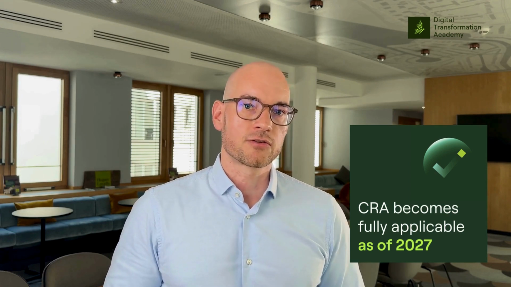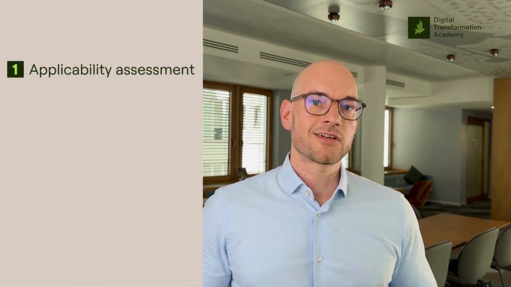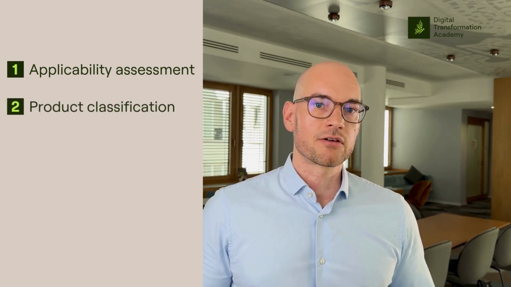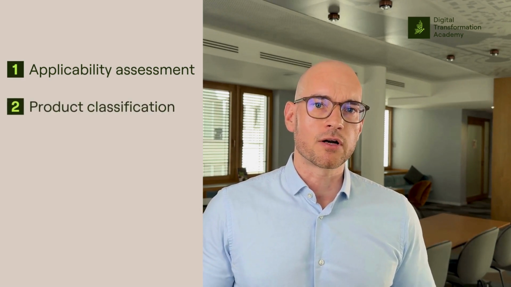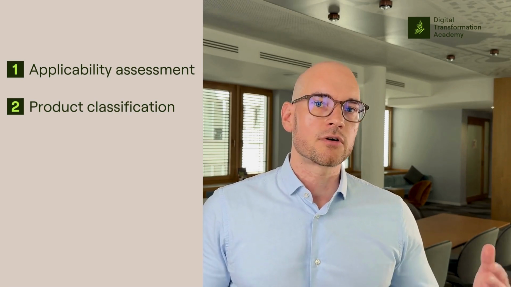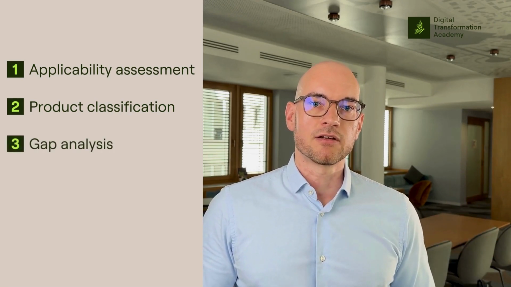So which actions should companies take now in preparation for CRA compliance? Here are 5 recommended steps. Number 1, applicability assessment. Check against the product inventory if any of your products are in scope of the CRA. Also determine your role as manufacturer, importer or distributor under the CRA. Number 2, product classification. Determine for each product in the inventory whether it falls into the non-critical, important or even critical category.